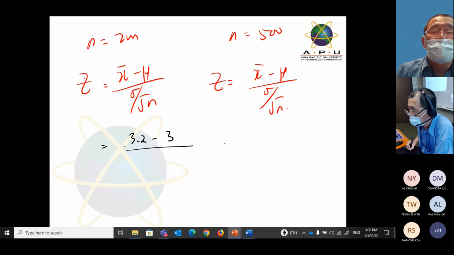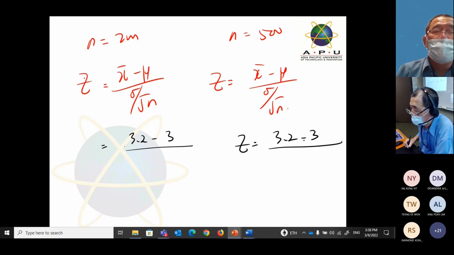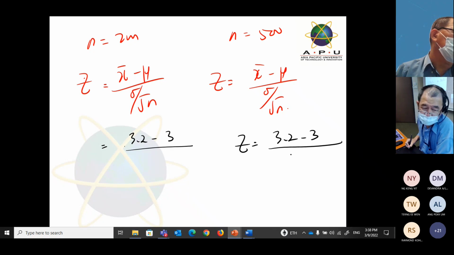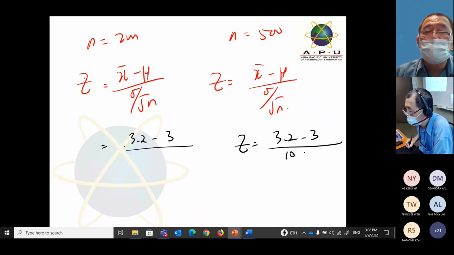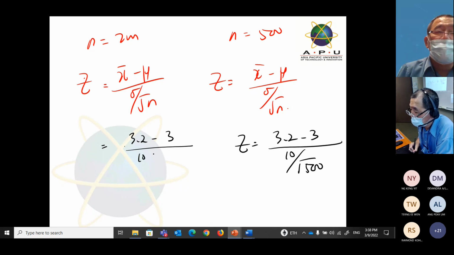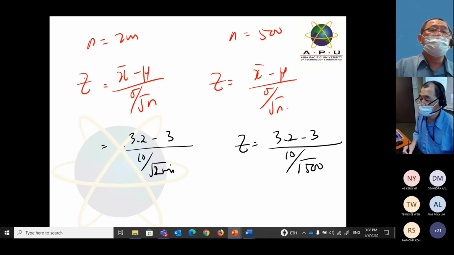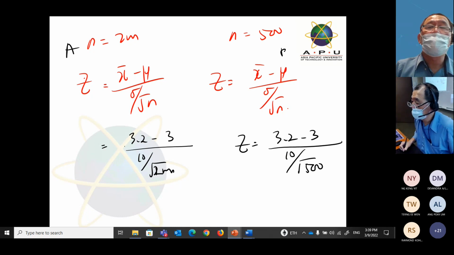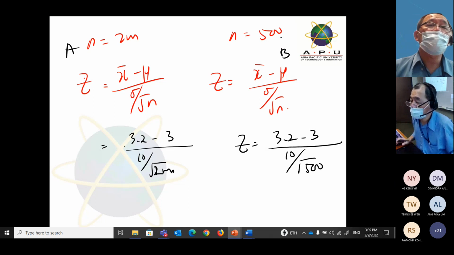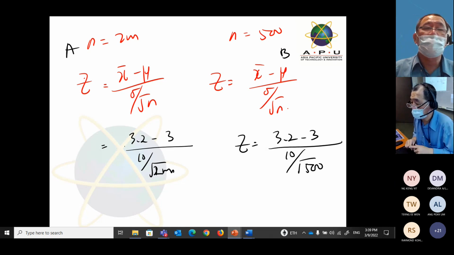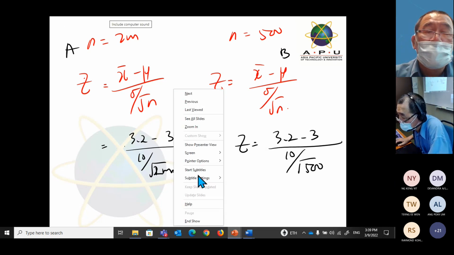Here it is still the same, 3.2 minus 3. But now sigma, let's say, is 10, over square root of 500. So 10 over square root of 2 million. Remember, let's say case A and B. Case A is really big data, 2 million. B is only 500, much smaller.